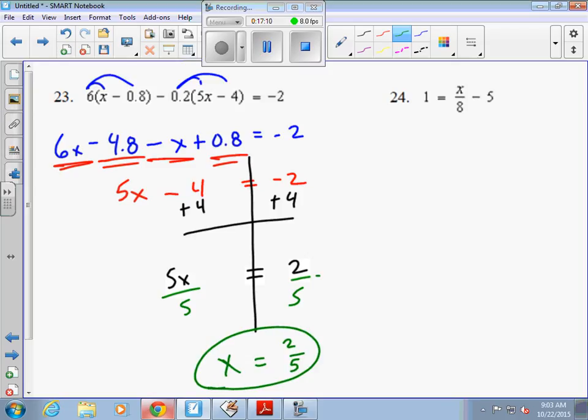1 is equal to x over 8 minus 5. Add 5 to both sides. X over 8 is equal to 6. Notice we just undid minus 5 by adding it to both sides. X over 8 means x divided by 8. You cancel that out by multiplying both sides by 8. X is 48. And that's just working the problem without showing every arithmetic step. That is showing every solution step there.